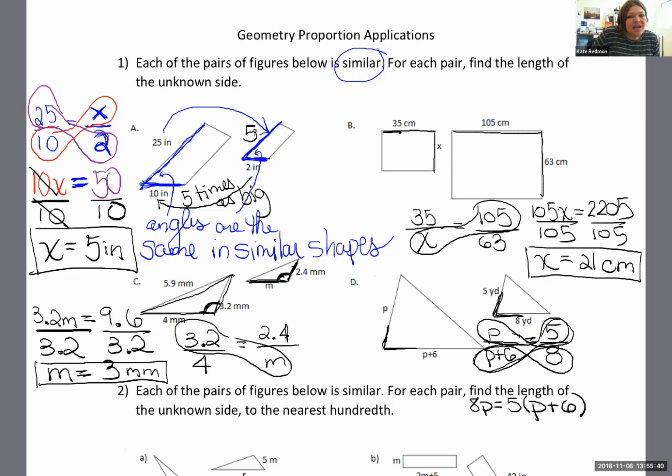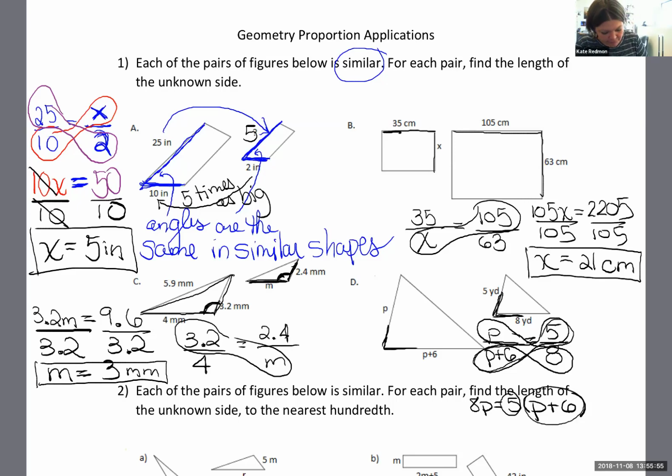So sometimes I have to know another way. Why? Because 8P is not going to divide nicely by 5. Getting rid of that 5 would make things uglier and introduce fractions. So I really am going to multiply 5 times all of P plus 6.